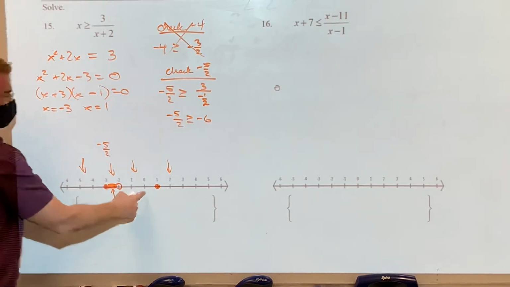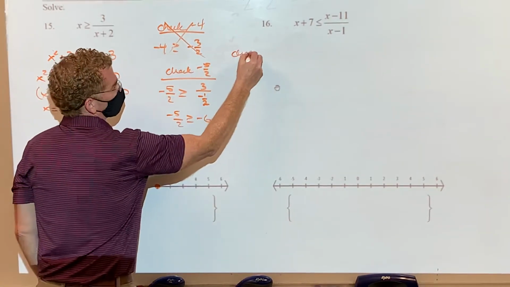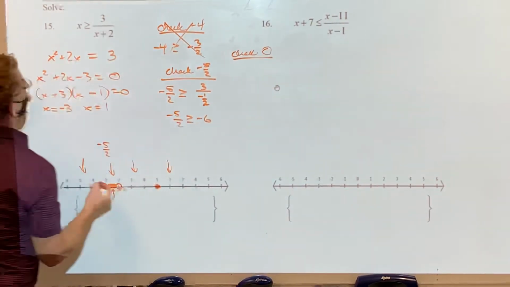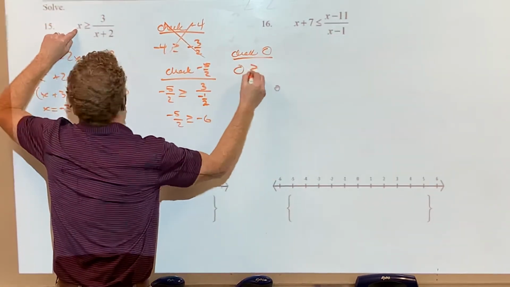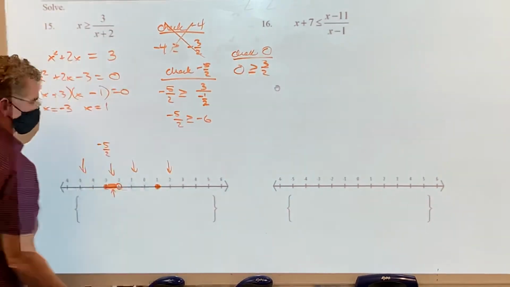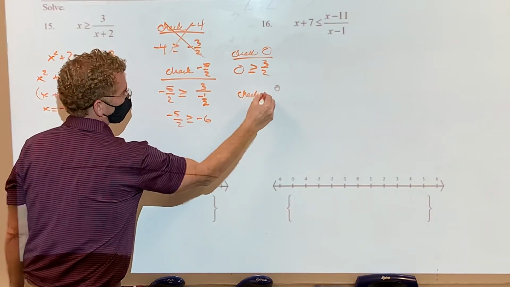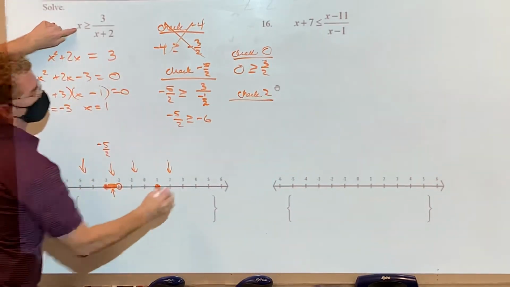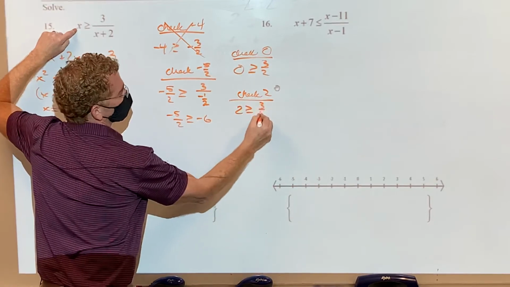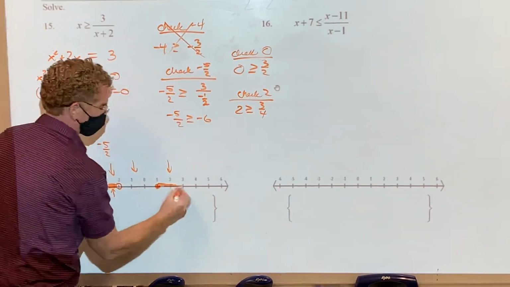And then checking a 0 will be easy for me, right? I plug a 0 in there, I get 0 bigger than or equal to 3 halves. Is that true? No. Don't shade. And then checking something like 2, is 2 bigger than or equal to 3 fourths? Yes.